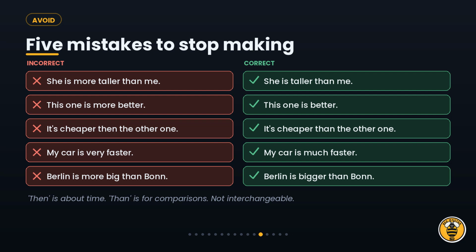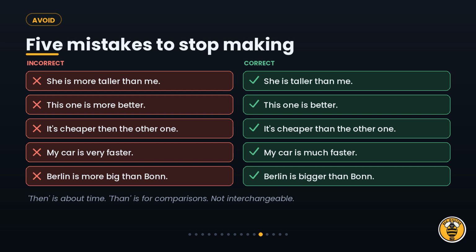Before we practice, here are the 5 mistakes I see most often. Number 1. She is more taller than me. You cannot use both "more" and "er" on the same adjective. Choose one. She is taller than me. Number 2. This one is more better. Better is already a comparative, so more is not needed. This one is better.